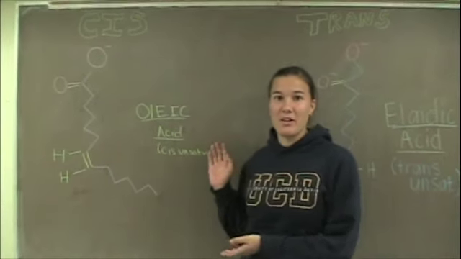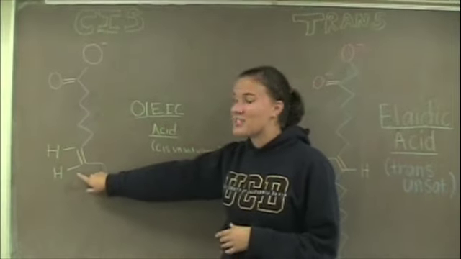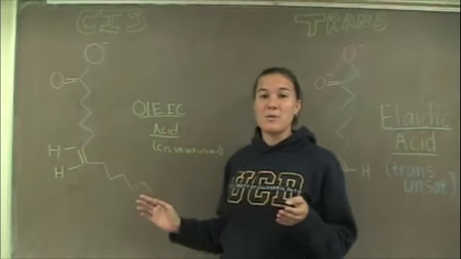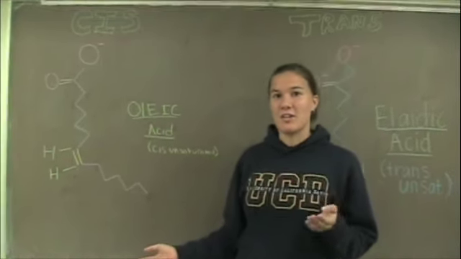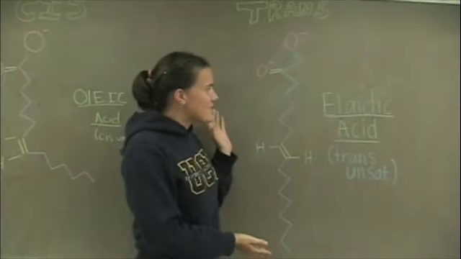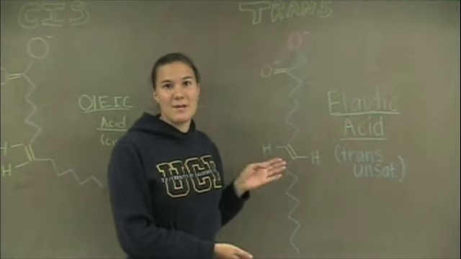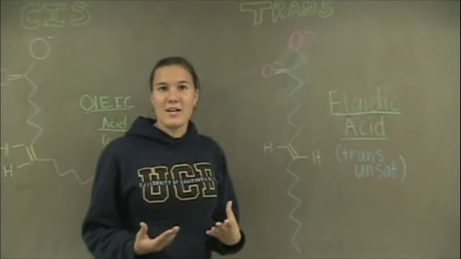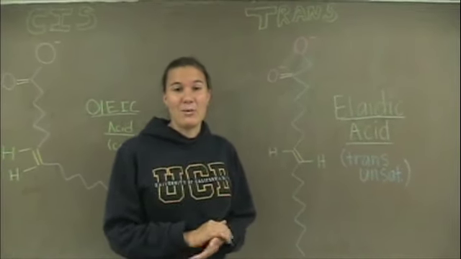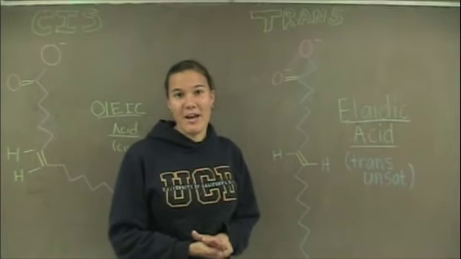Looking at the structures of the molecules, we can see that cis, because the hydrogens are on the same side, assumes a bent or kink structure. Trans fats, when you draw them out, are a linear structure because of the hydrogen placement. This is really important when it comes to the molecules being able to pack in tightly, which is our main concern when we're talking about health factors.